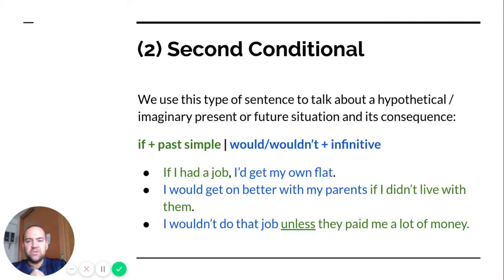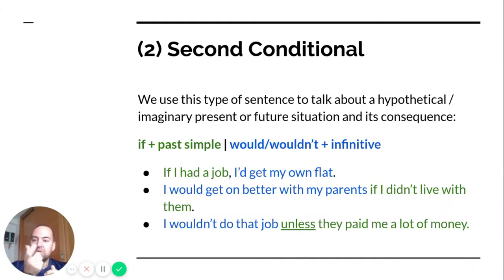The second conditional. So this is the third type, yeah? We use this type of sentence to talk about a hypothetical or imaginary present or future situation. So we're talking about cases where I'm imagining, yeah? If I had a job, I'd get my own flat. Am I likely to get a job? Well, if you're not even looking for it, you don't know. If I won the lottery, okay, that's another hypothetical situation. If I won the lottery, I would buy a big boat, okay?